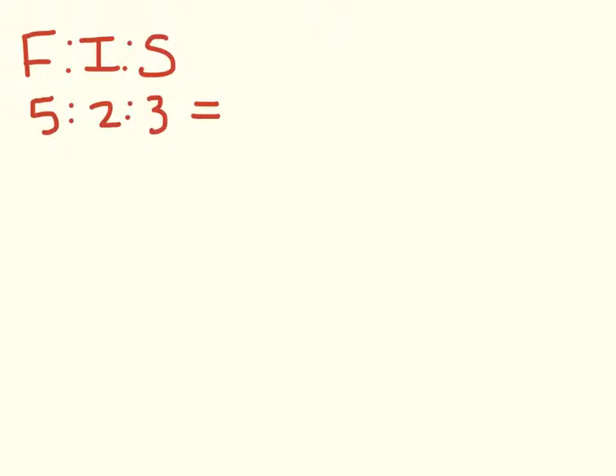In these next problems, we're going to draw models to solve ratios that have 3 quantities. Here's our first example. Jenny prepares a ceramic glaze mixture of feldspar, which we'll represent as F, iron oxide, which we'll represent as I, and silica, which we'll represent as S, in the ratio of 5 to 2 to 3. The mass of the mixture is 1 kilogram plus 200 grams. So the entire thing equals 1 kilogram plus 200 grams. Find the mass of each ingredient used to prepare the mixture.